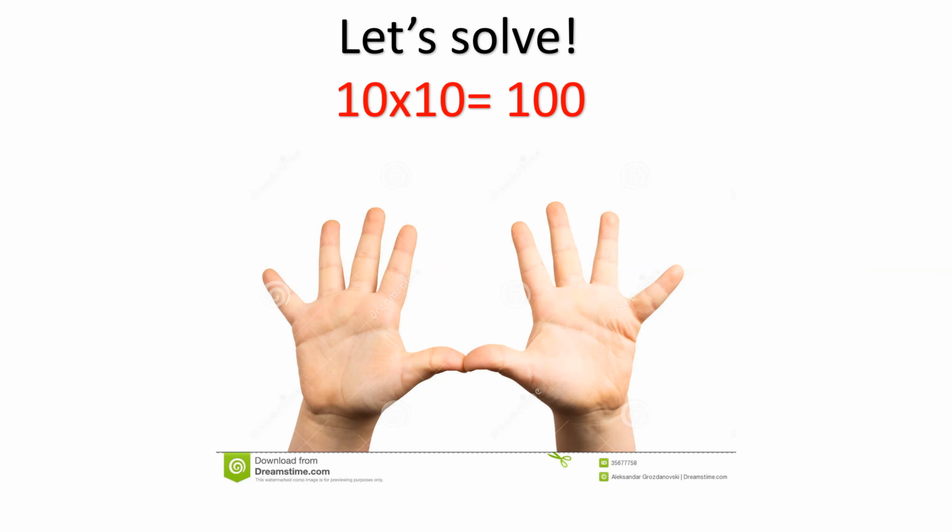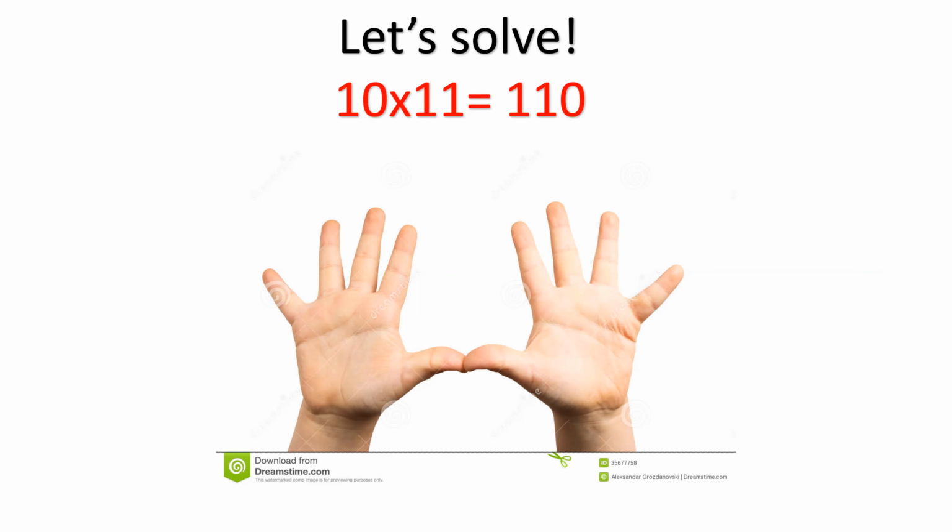10 times 10 equals 100. Make sure you have your hands up and wiggle each finger as you count by tens. Let's do it nice and loud. 10, 20, 30, 40, 50, 60, 70, 80, 90, 100. So when we're using our 10 fingers, our two hands and our fingers, we can count to 100 by 10.